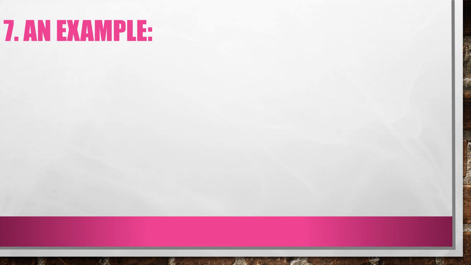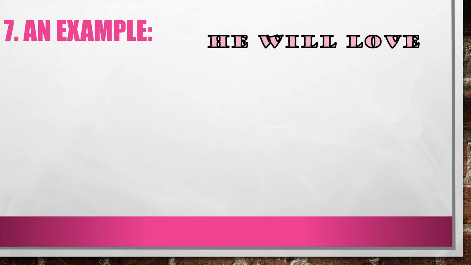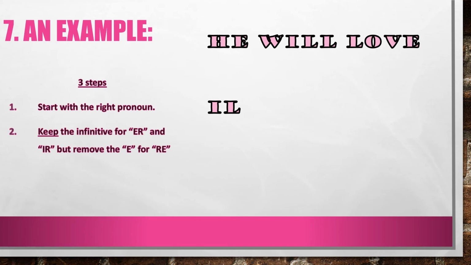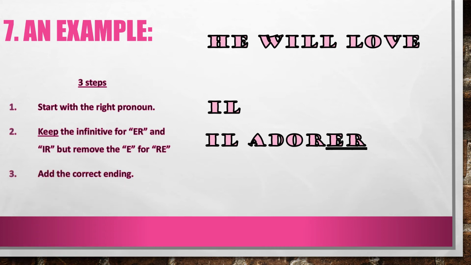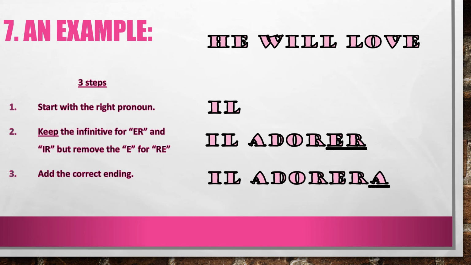Now let's see an example together. If we wanted to say he will love, there's a will, so we know that it's the simple future. So step number 1, the right pronoun. In this case, he is il. Step number 2, is it an ER, IR, RE verb? So we check in the dictionary and we find to love, and to love is adorer, ER at the end. So remember, we keep it. We only change that if it's RE. Step number 3, we add the correct ending. So we go back in the video, we check in our grid, and for il, we know that we need to add an A. Il adorera. And that is how you say he will love.